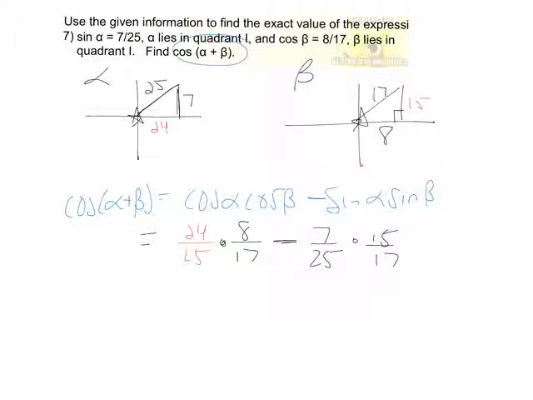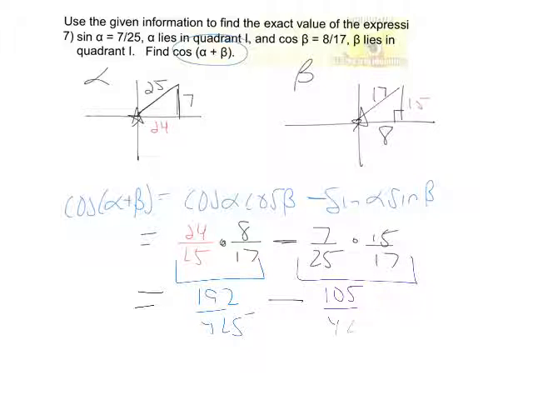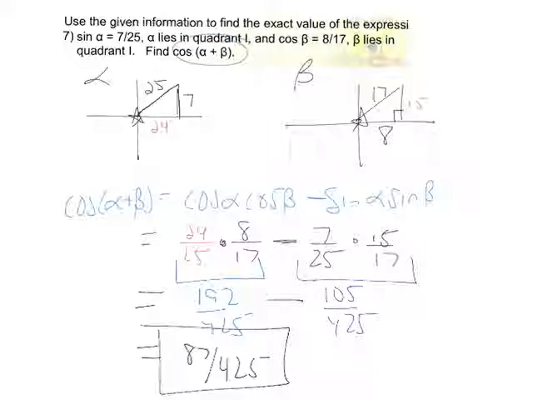Go to your calculators. You can plug everything in as one, and then just hit math, enter, enter. If you do the first part, this will give you a 192 over 425, minus your second part will give you a 105 over 425. And so your actual answer, the cosine of alpha plus beta, is 87 over 425. And again, if you just entered everything in your calculator all at once, you'd be set.